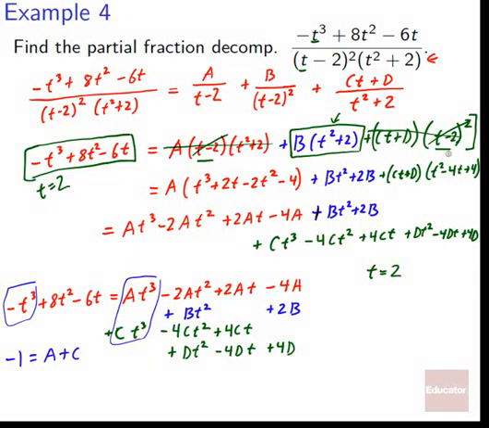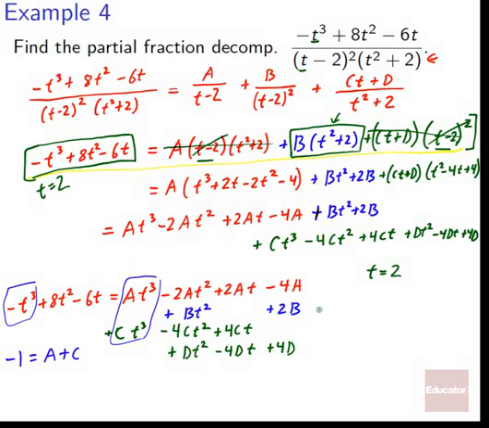Now, it's true for any t. This equation, this whole thing here, is true in general for any t before we crossed stuff out. But in the specific case where we plug in t equals 2, certain things will cancel out, and we'll be able to figure things out in a very easy way mathematically.